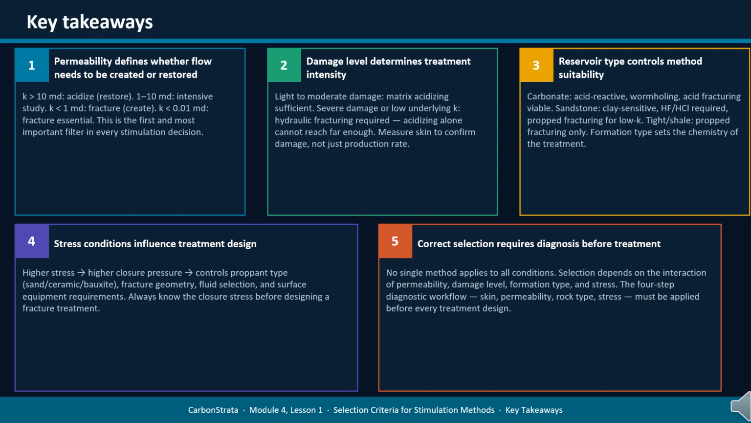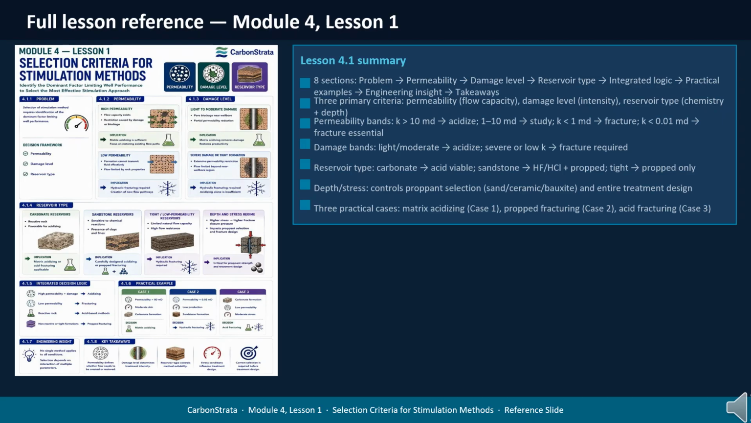Final point: selection is not based on preference. It is based on identifying the dominant limitation and applying the correct mechanism. This lesson is not a collection of rules. It is a decision structure. You now have a sequence. Start with permeability, define the flow limitation. Then evaluate damage, confirm whether flow can be restored. Then identify reservoir type, determine which methods are viable. Finally, define stress conditions to guide treatment design. This sequence must be followed. Not partially applied. Not interpreted loosely.